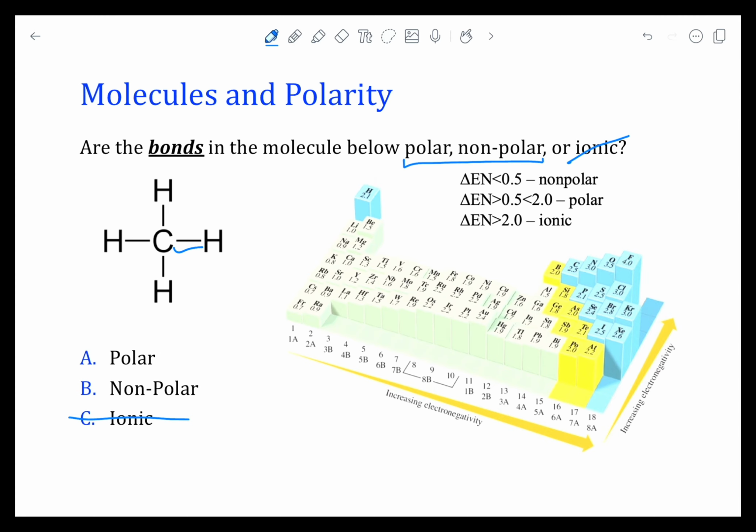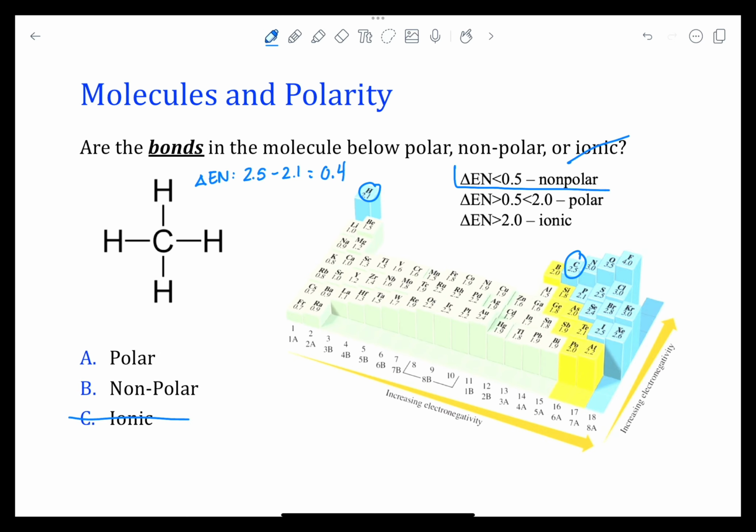Okay, so let's determine that. We're looking strictly at the bonds. Since all of the bonds are the same, they're all C-H bonds, we just have to look at the delta EN of carbon and hydrogen. Carbon's electronegativity is 2.5, there it is on our chart, and hydrogen's is 2.1, there it is on our chart. So that's a difference of 0.4.